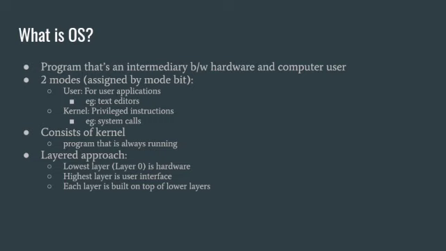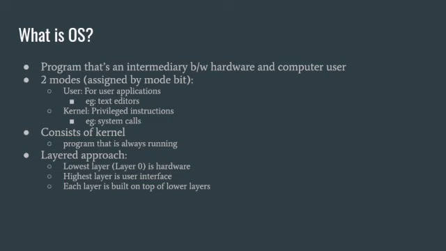So OS consists of the kernel, which is a program that is always running. The OS is also usually classified as a layer approach. The lowest layer, which is layer 0, is the hardware, while the highest layer is the user interface. Each layer is built on top of the lower layer.